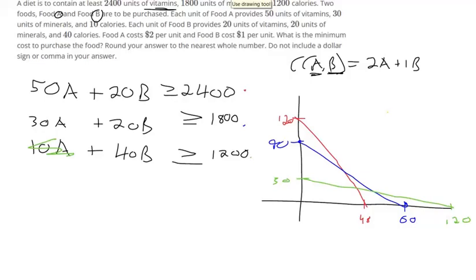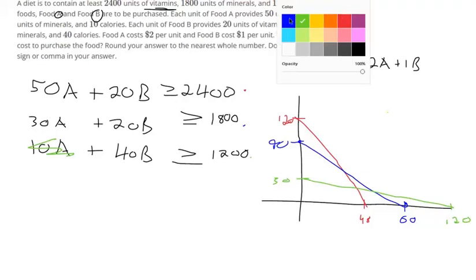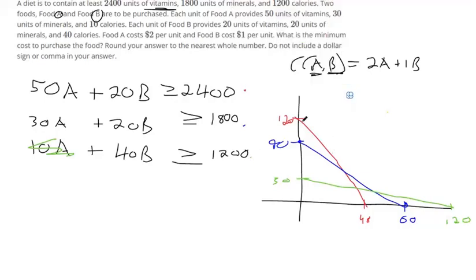I guess the easiest way is to do it like I did in another video. Plug in a test point to check. So I'm just looking at the red line right now. If I plug in 0, 0, 0 goes in for A, 0 goes in for B, so we have 0 is greater than or equal to 2,400. That's not true, right? It means any other point I pick on this side of the red line is going to be false. That means my red solution is going to be where all my red dots are.